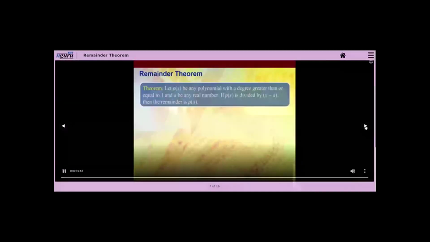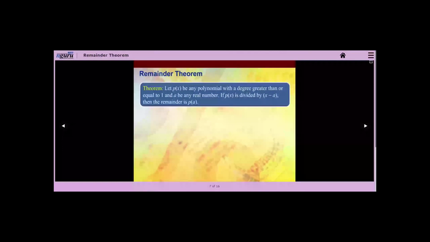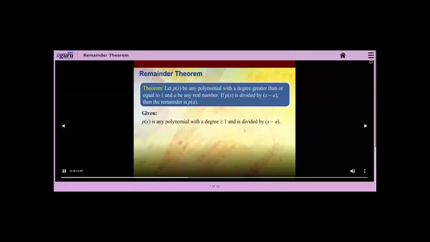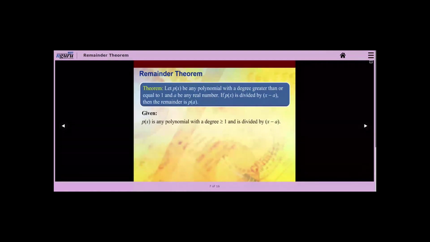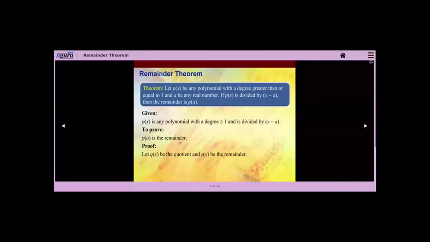Okay? Let P of x be any polynomial with degree greater than or equal to 1 and a be any real number. If P of x is divided by x minus a, then the remainder is P of a. It is given that P of x is any polynomial with a degree greater than or equal to 1 and is divided by x minus a. We have to prove that P of a is the remainder. Let the polynomial Q of x be the quotient and the polynomial R of x be the remainder.